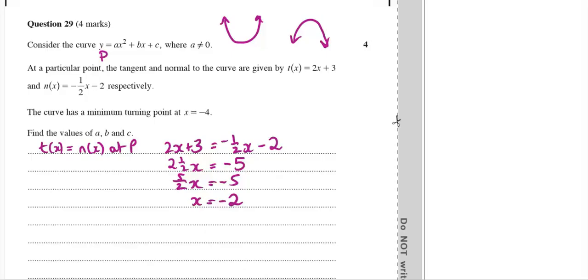Let's find the corresponding y value. If x equals minus 2, then t at minus 2 equals minus 4 plus 3 equals minus 1. So point P is (minus 2, minus 1). That's helpful.